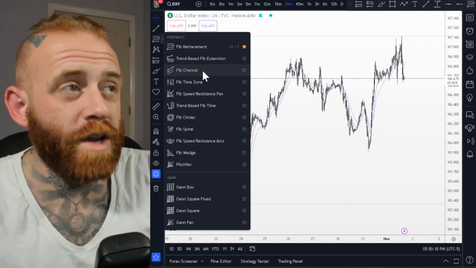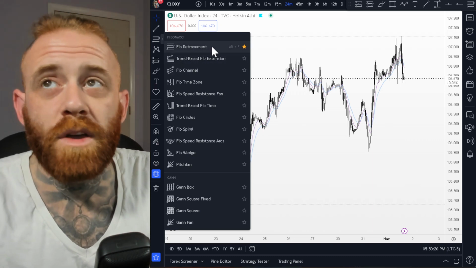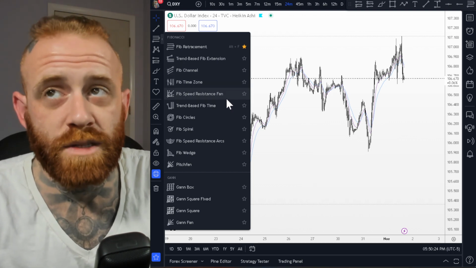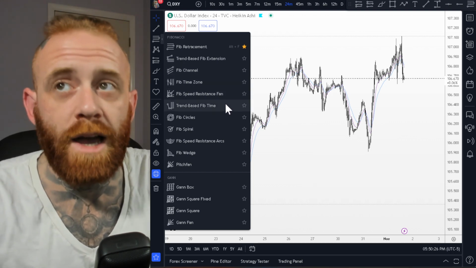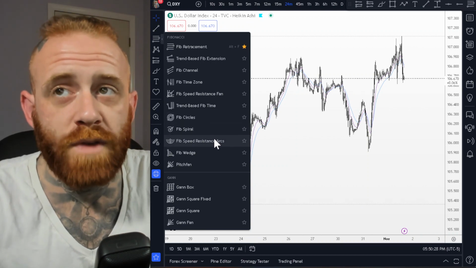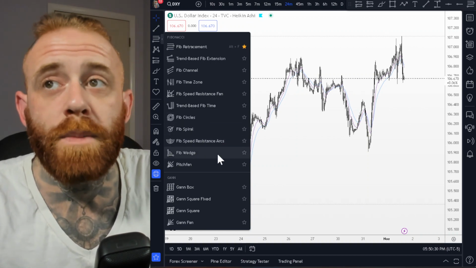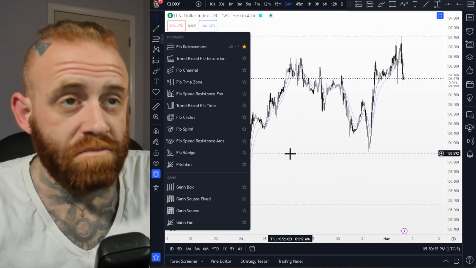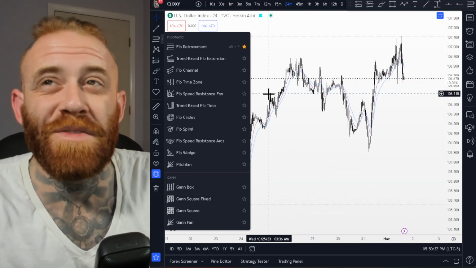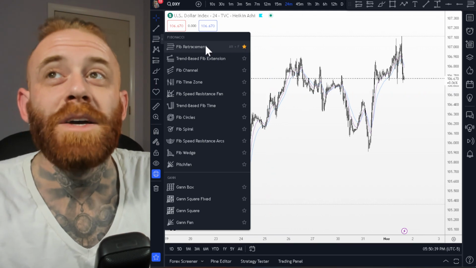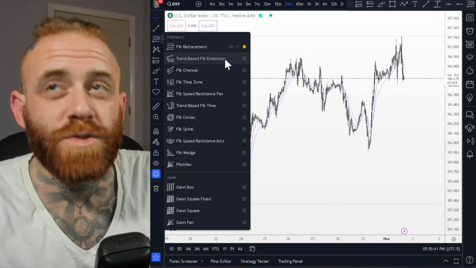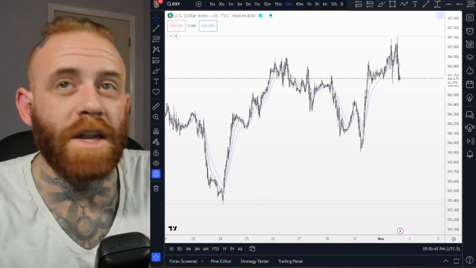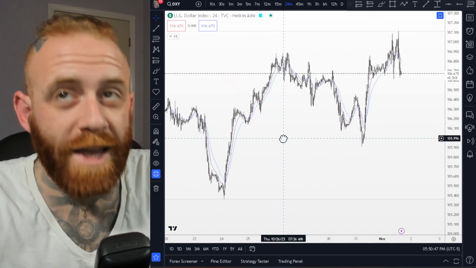If you use TradingView, look, fib retracement, trend-based fib, fib channel, time zone, speed resistance fan, trend-based fib time, fib circles, fib spirals, fib speed resistance arcs, fib wedge, and pitch fan. In my opinion, if you're going to touch any of this stuff, fib retracement, trend-based fib, if at all, and honestly, I wouldn't push anybody to use it at all.